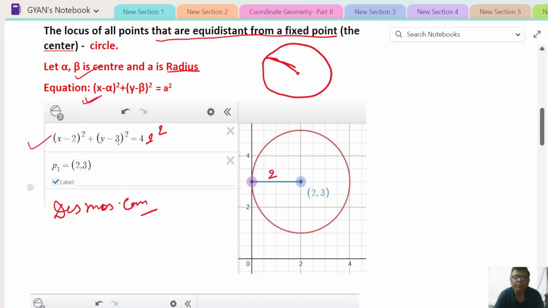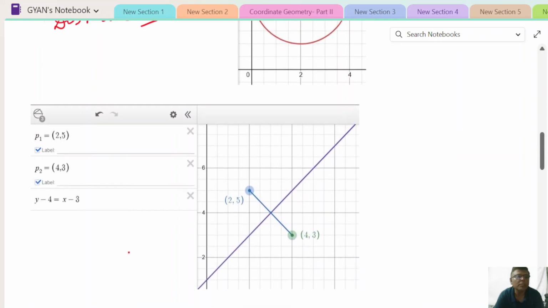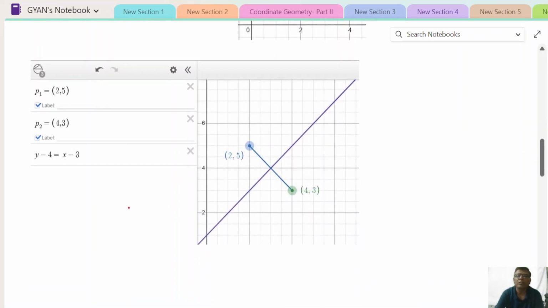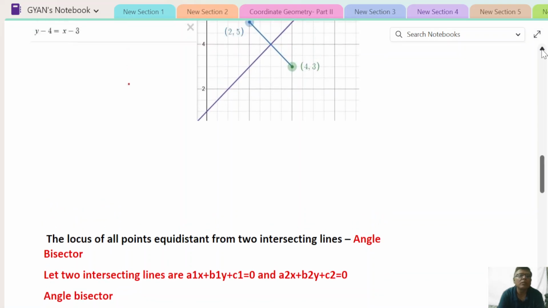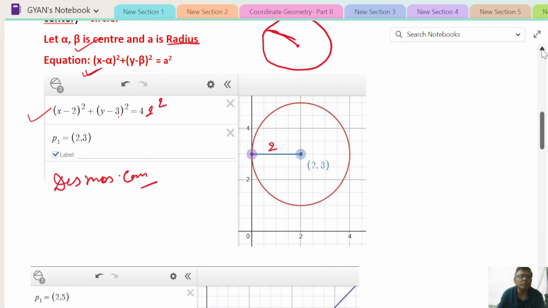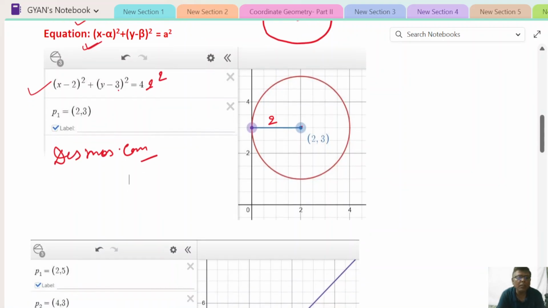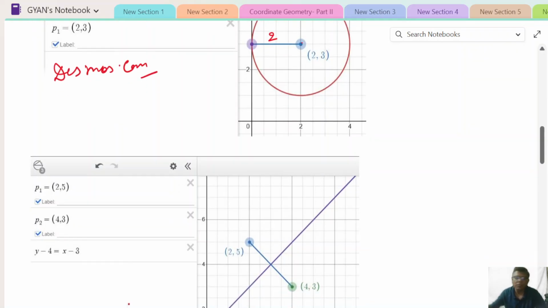Now see some other example. These are two points, (2, 5) and another point. And the locus of all the points which are equidistant. Equidistant means the distance from here to here and from here to here will be equal. Take any point, the distance from these two points will be equal.